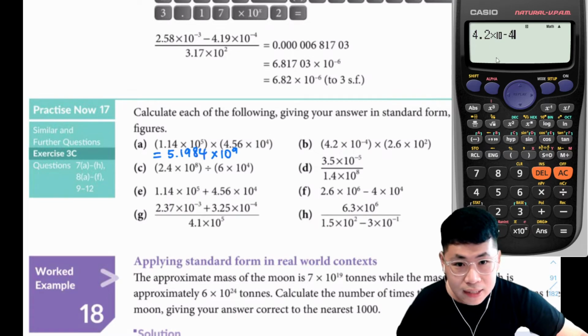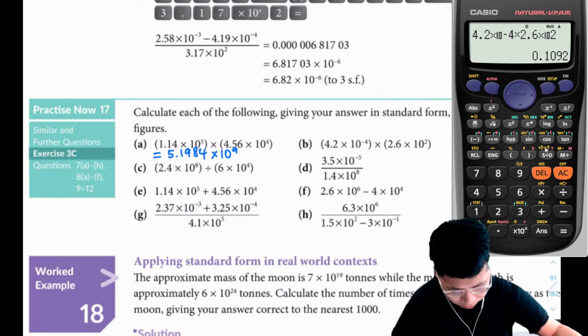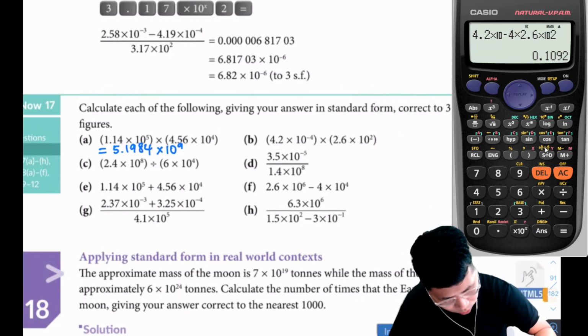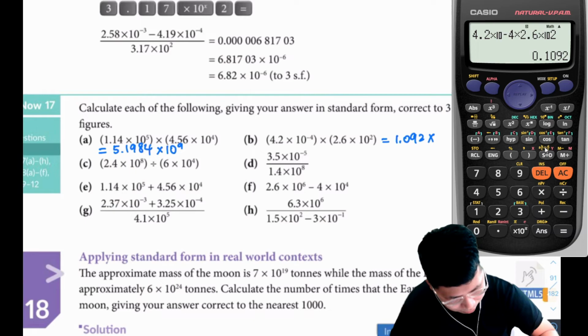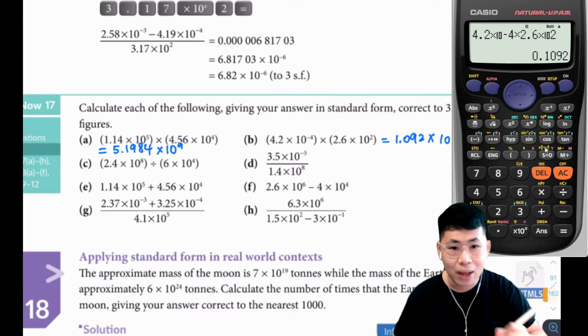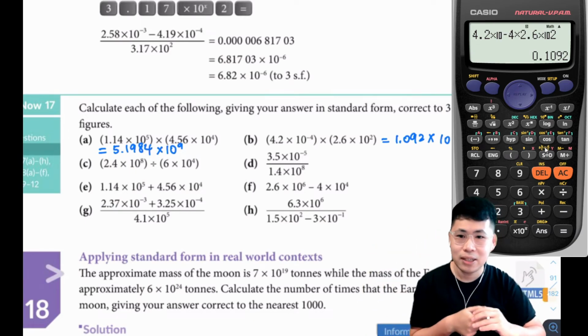So we can just do this, right? This button over here. And then we times 2.6 times 10 to the power of 2. So what we get is 273 over 2500. We convert to decimal. This would be equals to 1.092 times 10 to the power of negative 1, because we move one place to the left.